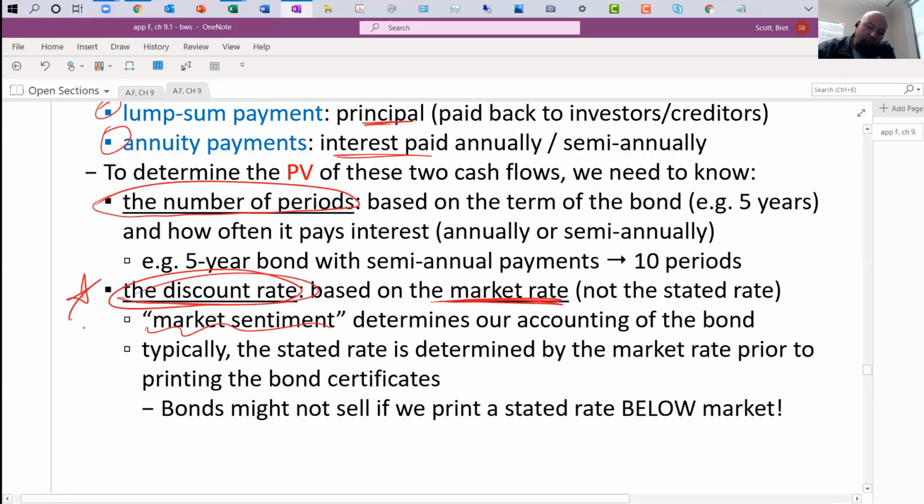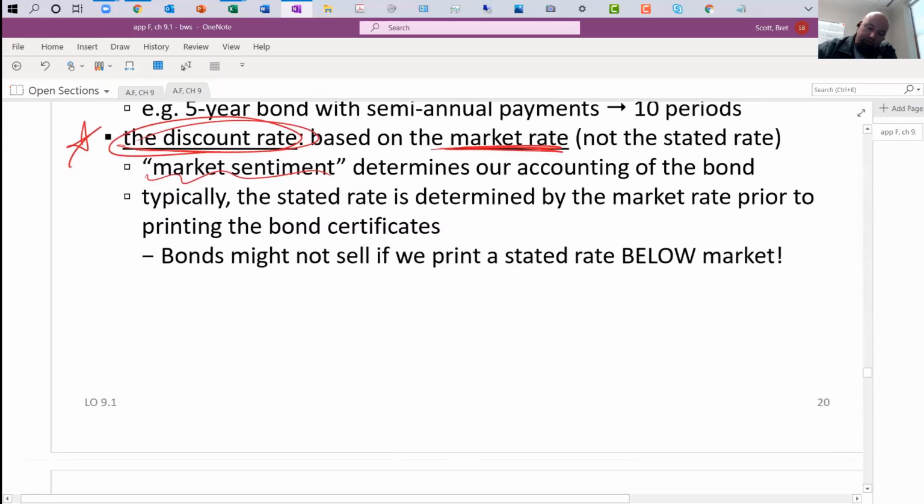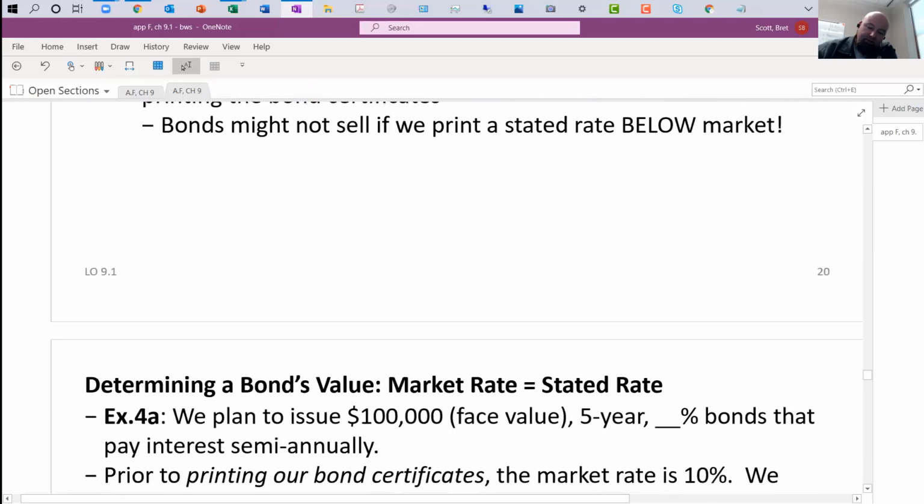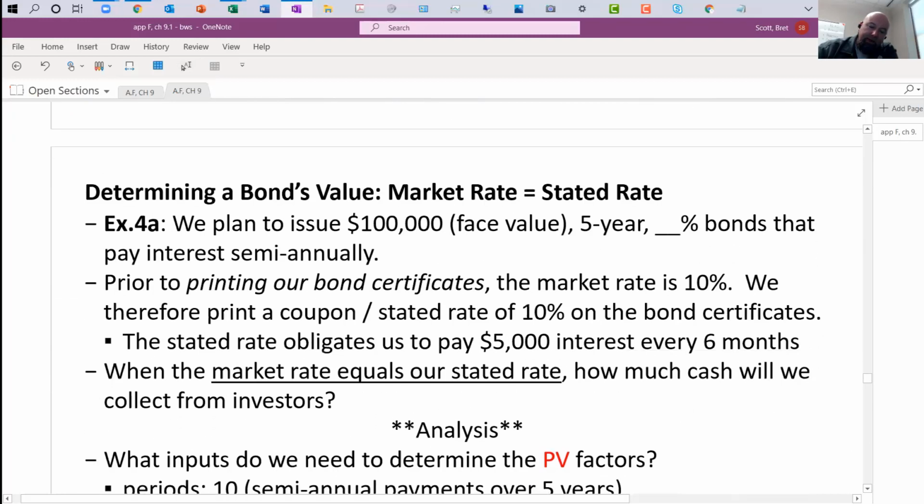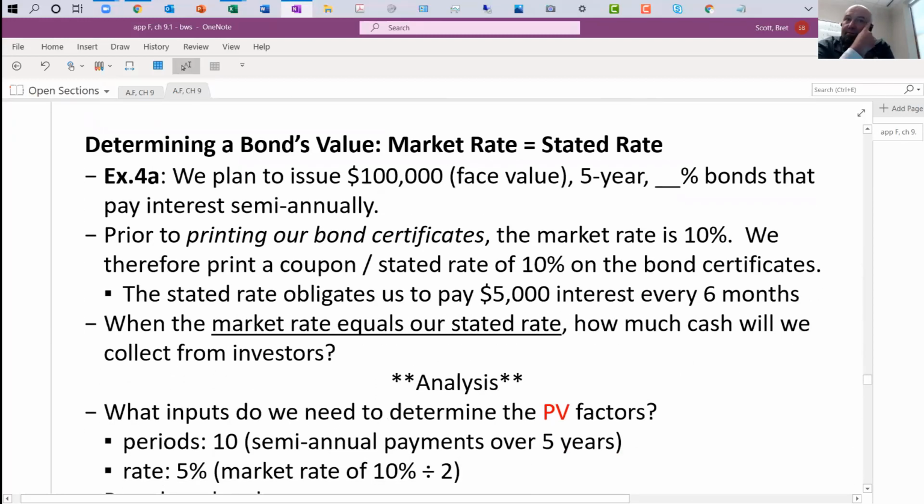But again, if we figure out the rate, we need to say, is it annual payments? If payments are annual, we just leave the rate as it is. If the payments are semi-annual, we want to divide the market rate by 2. Keep in mind that when we set the stated rate, usually we look at what the market rate is to determine how much we should stamp on our bonds. So there is a bit of playing with the market to determine how much we should stamp on these things.